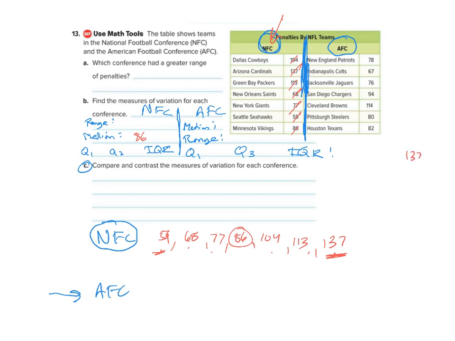137 minus 59. So let's do that. Got to do a little borrowing here. 17 minus 9 is 8. Got to borrow again. 12 minus 5 is 11, 10, 9, 8, 7. So 78 is the AFC's range.